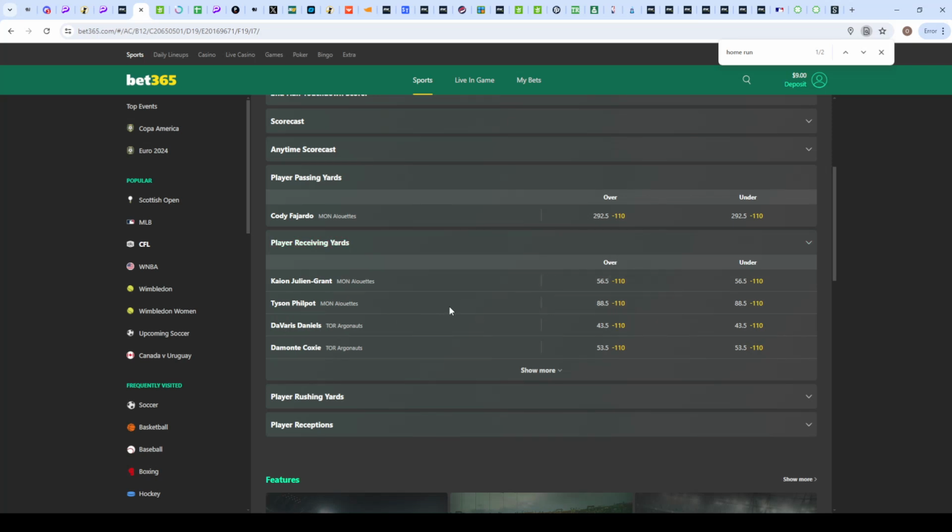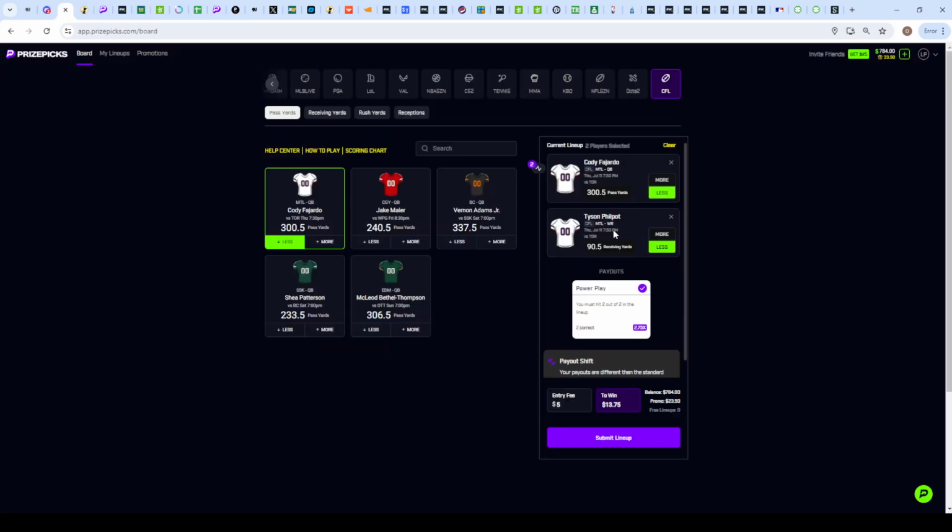And same thing for Tyson. He's set at 90.5 on Prizepicks, set at 88.5 on Bet365. So we're getting 2 receiving yards of value there. So 8 here and 2 here. And this is extremely correlated. This is an absolute great stack to throw into any entry.